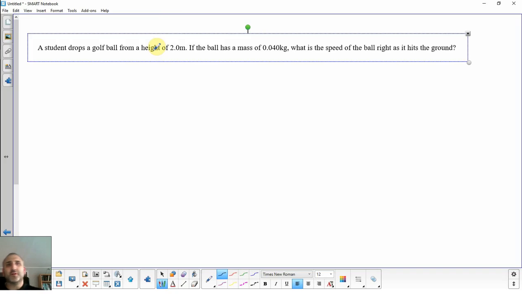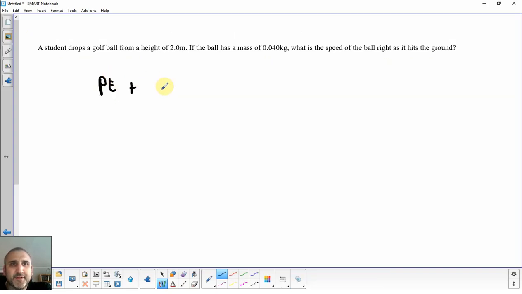Next, a student drops a golf ball from a height of 2 meters. The ball has a mass of 0.04 kilograms. What's the speed of the ball as it reaches the ground? So this is going to go back to conservation of energy. PE plus KE equals PE plus KE. How do I know to do this? Because I've got a set of initial conditions and then I've got a final condition.